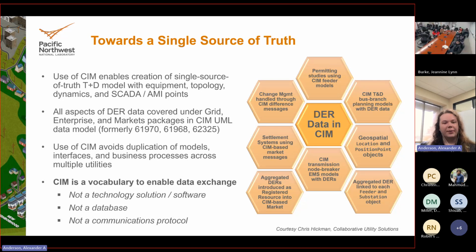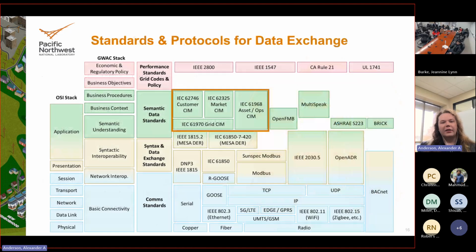Now, what is important to remember is SIM is not the end-all solution. It's not a technology solution or a software. It's not a database. It's not a communications protocol. It's how you format that data once you get it back so that you're able to understand the context of that data. It lives just at one level of a much bigger standards and protocol landscape.